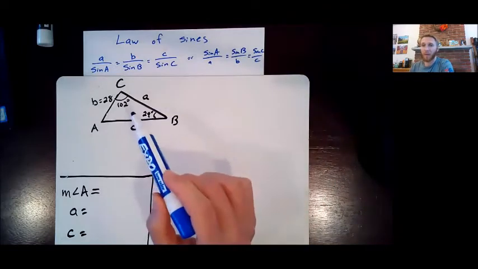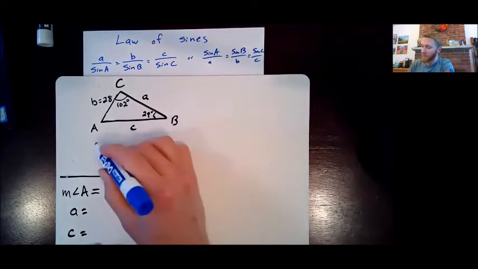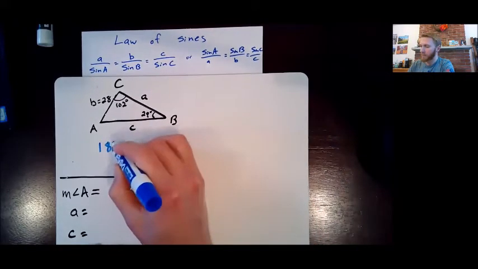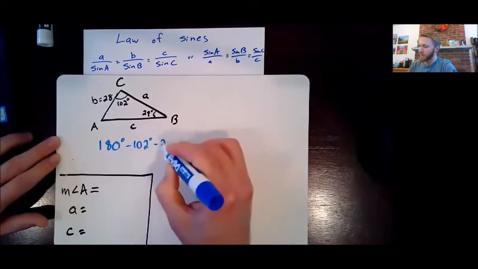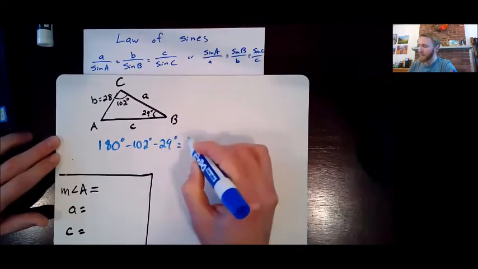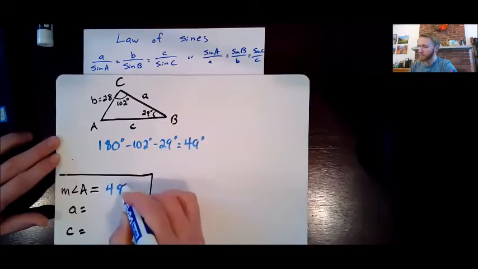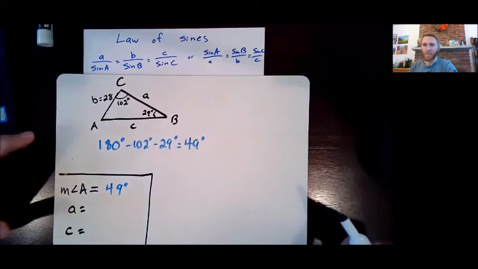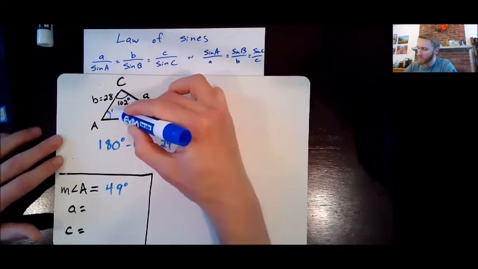For example, we know that in a triangle, the three angles must add to 180, so I will subtract 180 degrees minus 102 and 29 degrees to get 49 degrees as the measure of angle A. Easy part first, a third of the way there. Great. You can go ahead and label that in your figure.